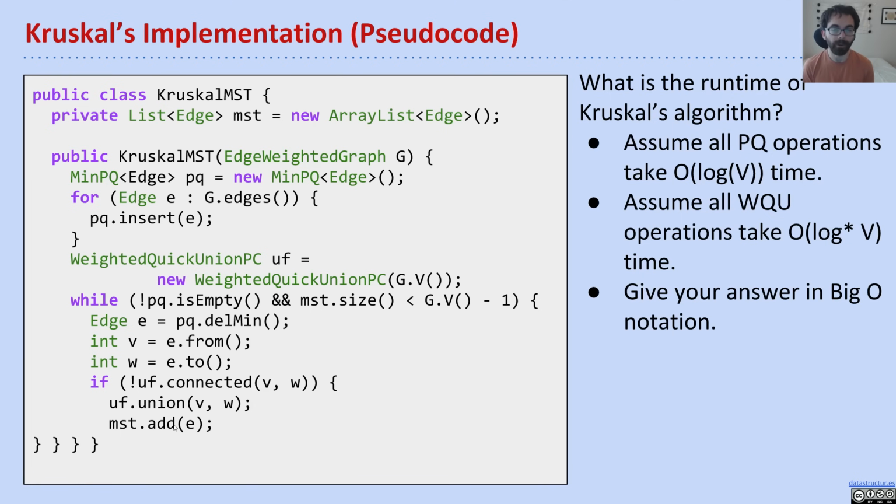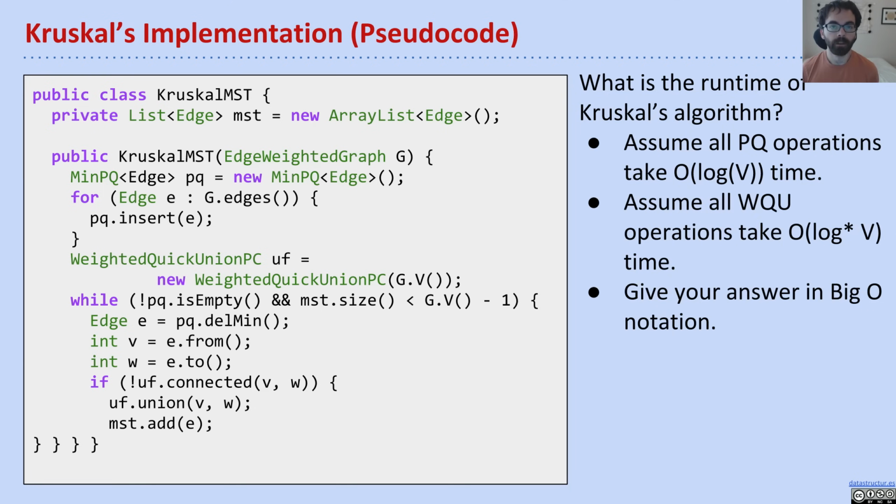So given this code, which is just basically a repeat of the conceptual picture we have so far, I would like you to figure out the runtime assuming that priority queue operations take big O log V time, and that the weighted quick union operations take big O of log star V. So give your answer in big O notation. I'll be waiting here, and then I'll give you my answer.